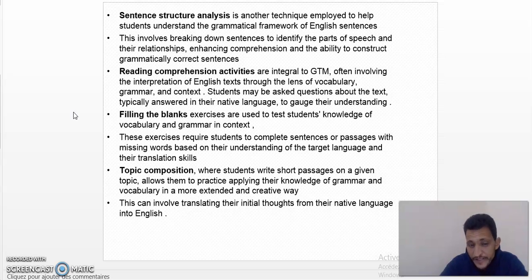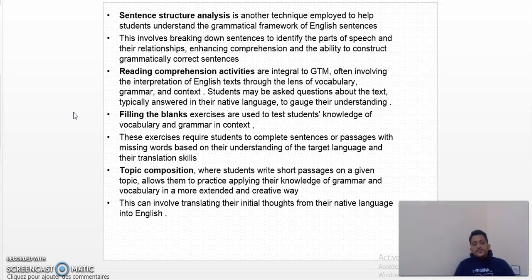Fill in the blanks exercises are used to test students' knowledge of vocabulary and grammar in context. We can ask students to do fill in the blanks exercises to test their vocabulary and grammar rules. This exercise requires students to complete sentences and passages with missing words based on their understanding of the target language and their translation skills.